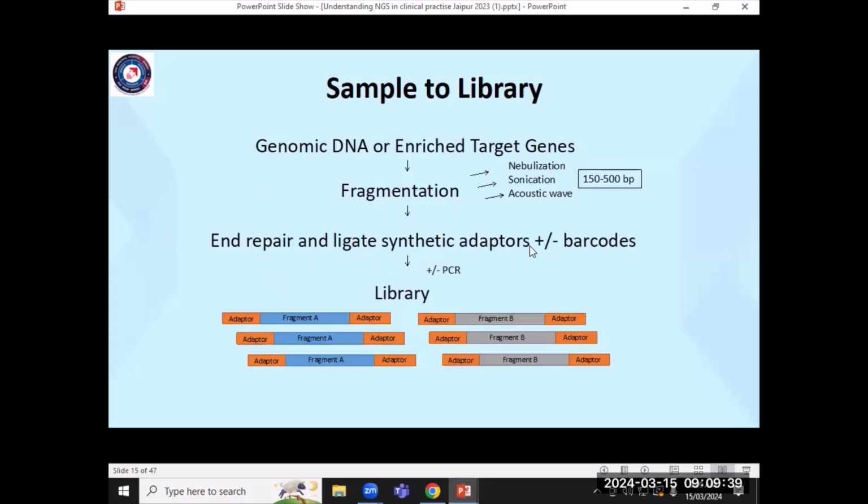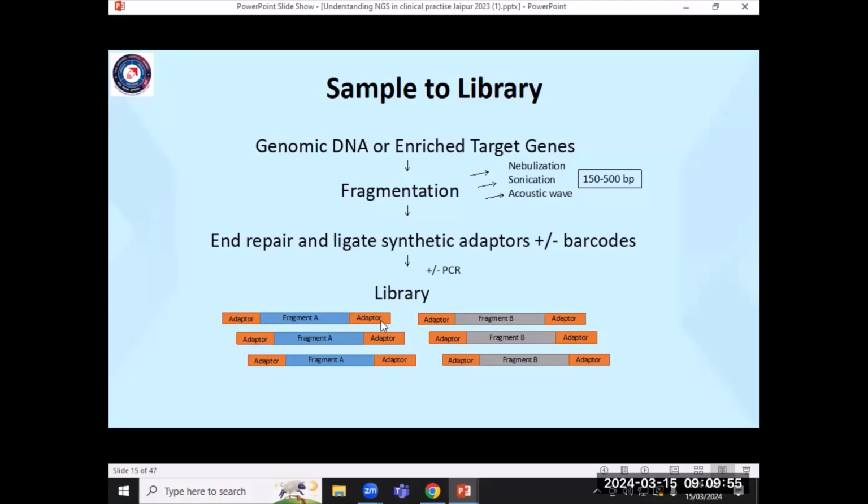Once you do the fragmentation, there is something called end repair, because these are just randomly chopped. So you will have fragments of different lengths, but you want a specific length. You don't want any overhang hanging over there. So you will do the end repair, and you will add these synthetic adapters.